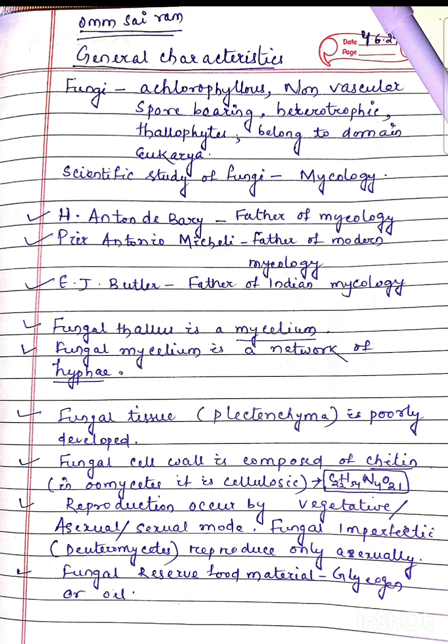Fungal thallus is a mycelium, which is a network of hyphae. Fungal tissue, which is known as plectenchyma, is poorly developed. Fungal cell wall is composed of chitin. In oomycetes, it is cellulosic in nature. Reproduction occurs by vegetative, asexual and sexual modes. But in case of fungi imperfecti or deuteromycetes, they reproduce only asexually. Fungal reserve food material is glycogen or oil.